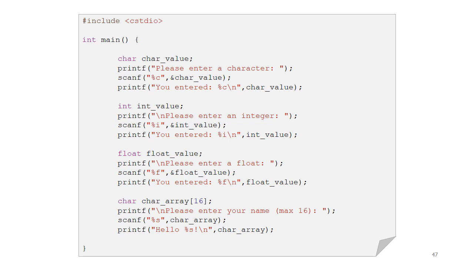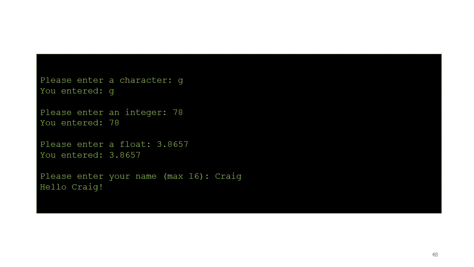And then we're going to print a message. We'll print this string to the user, so we need to use %s. And again, we'll just put that there. So if we compiled and ran that, it would say, please enter a character.